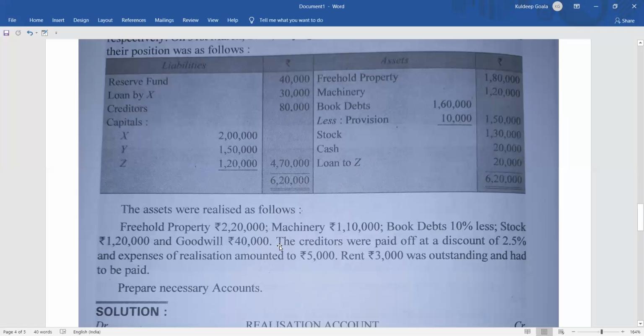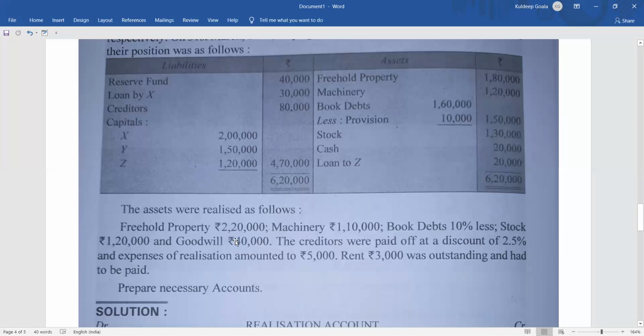So what will be the entry? The entry will be like this: we are selling and we are going to get the money, right? So it will be bank account debit or cash account debit. Here cash account is there, so better you prepare cash entry. So cash account debit, okay, how much will be the money? Freehold 2,20,000, machinery 1,10,000, then book debt of 1,44,000, stock of 1,20,000, and goodwill of 40,000. Okay, this will be the amount of money we are going to get. So the total will be 6,34,000.